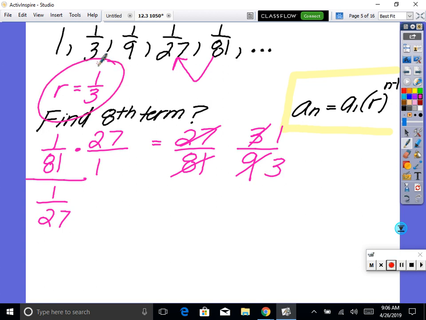Okay. All right. Find the 8th term. So now we're doing a sub 8. So we say find a sub 8, which is equal to a sub 1, which was 1, times 1/3, raised to the 8 minus 1, and then you would calculate it.